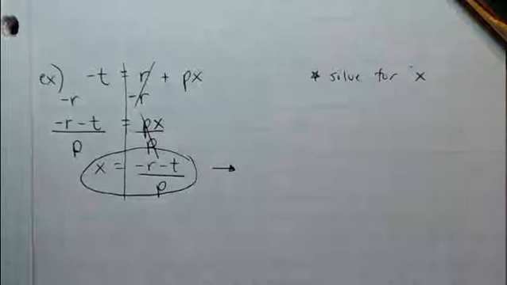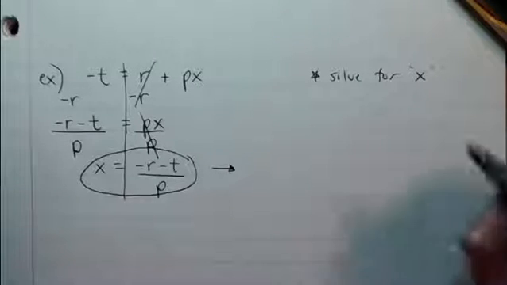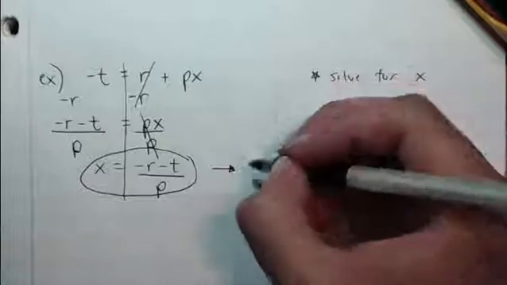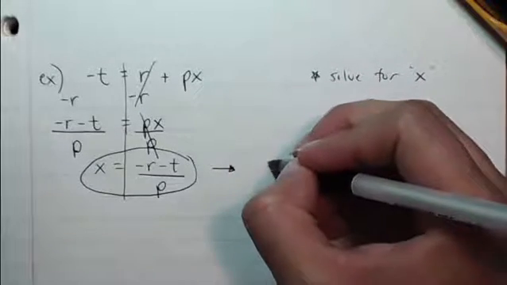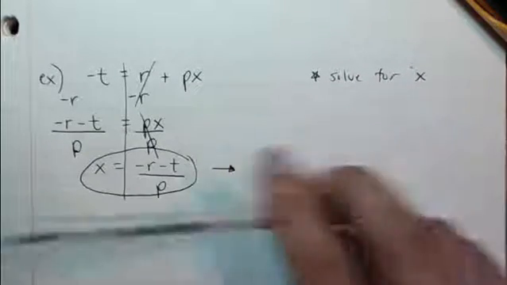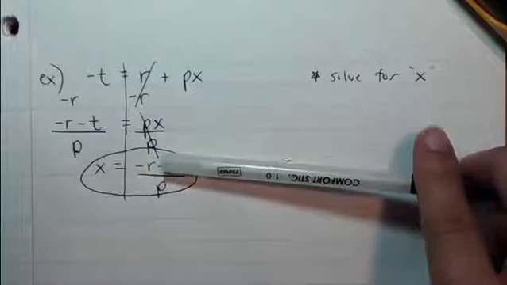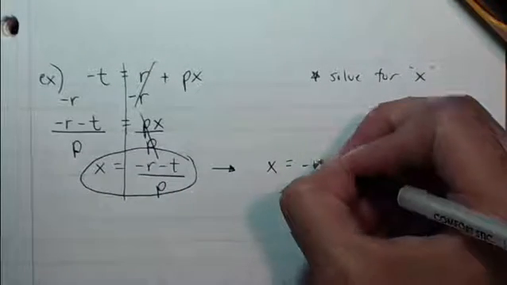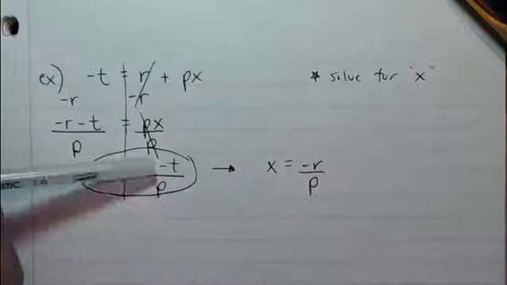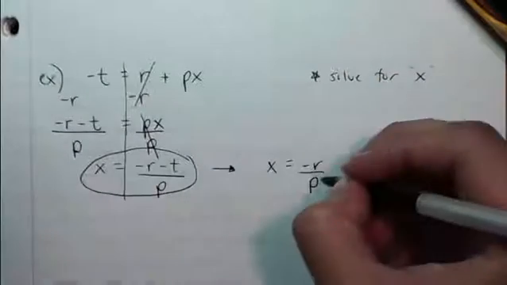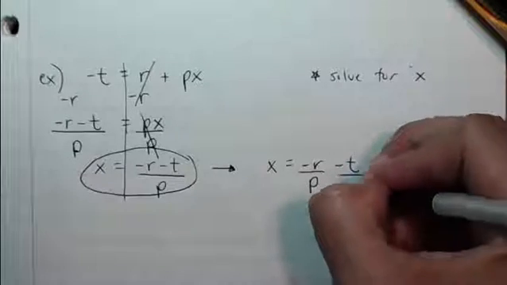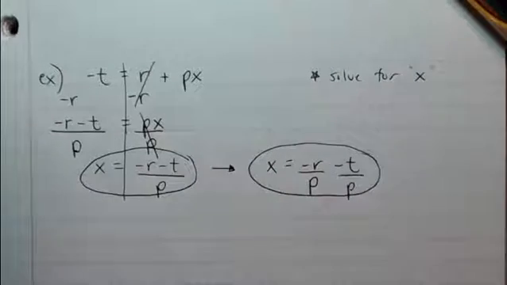Okay, now what's another way of writing that? If you haven't written it a different way, go ahead and write it a different way, where I separate my terms. Okay, so you should have ended up having x is equal to, again, the first fraction is negative r over p. Second one is negative t over p. So minus t over p. This is the same exact thing, just separated.